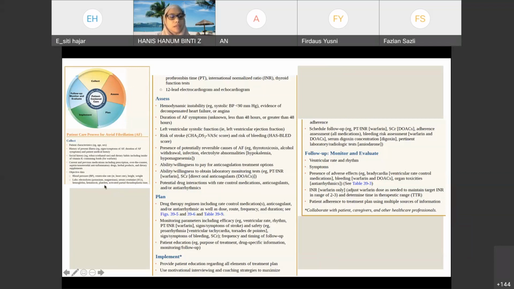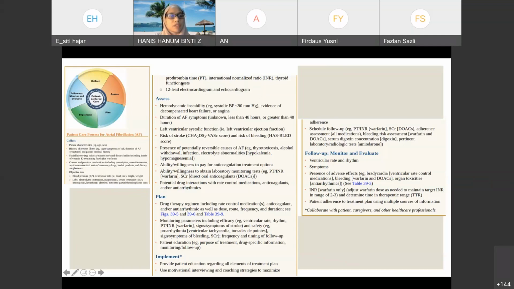You want to check their labs, like their electrolytes and serum creatinine. If we were to start with the NOAC, we need to make sure that the patient's serum creatinine is normal. And if the patient were to start on warfarin, we have to check the INR. And of course, we need to confirm the AF with an ECG.